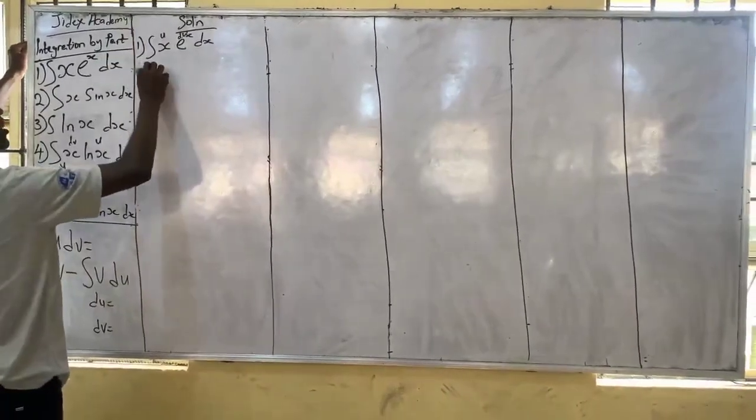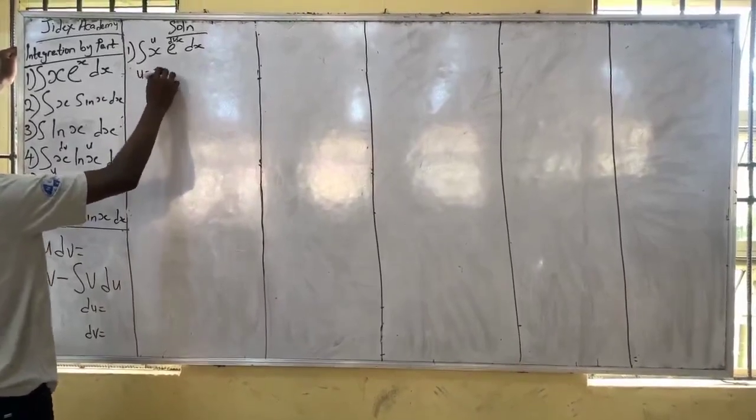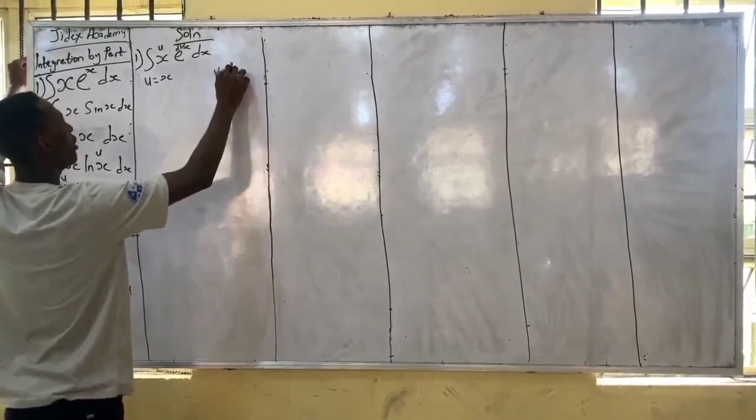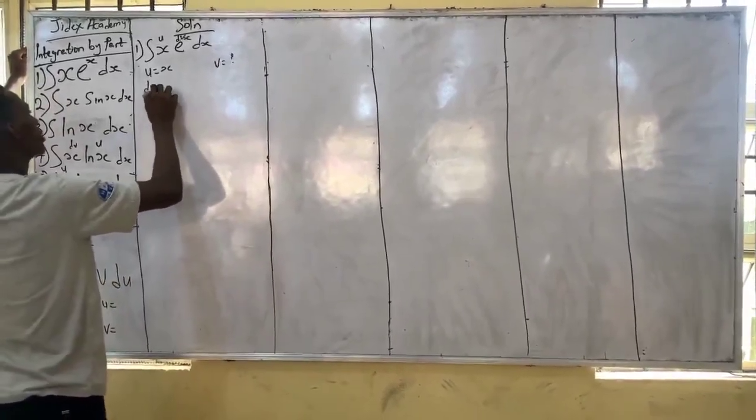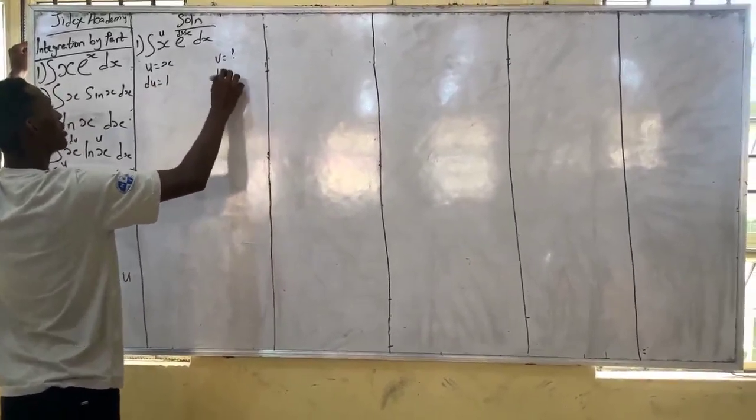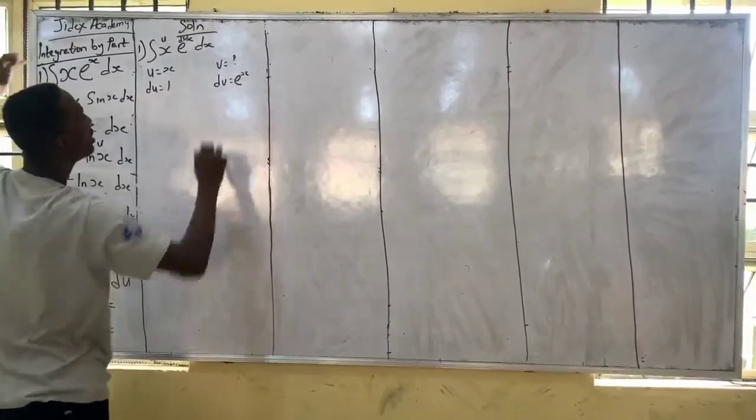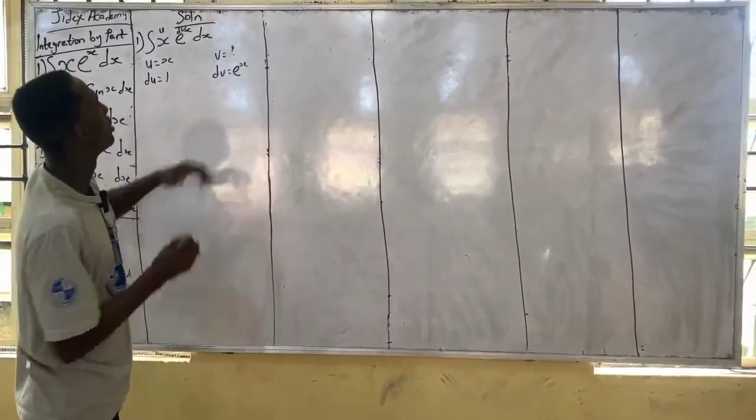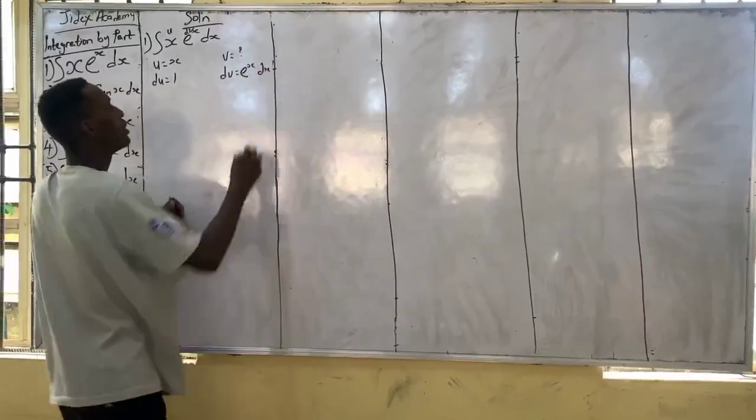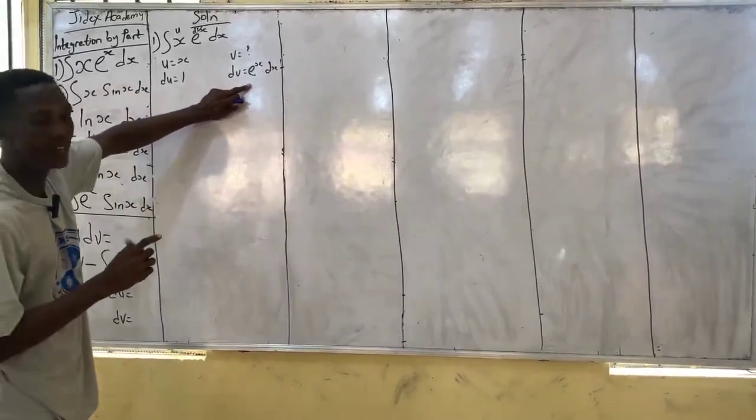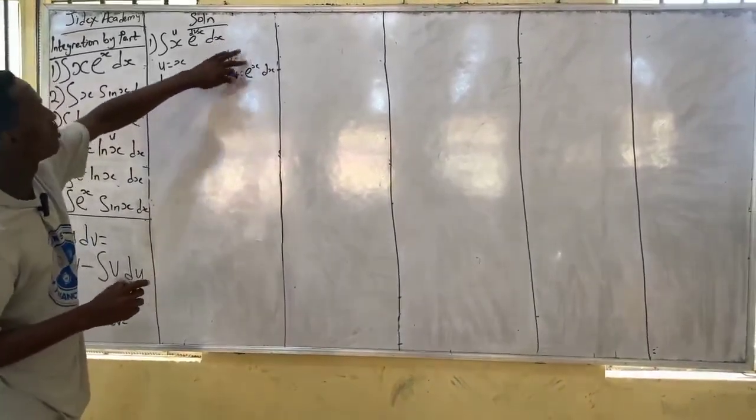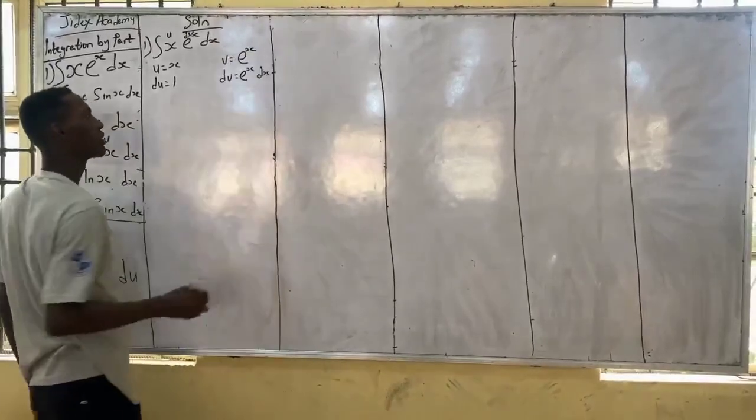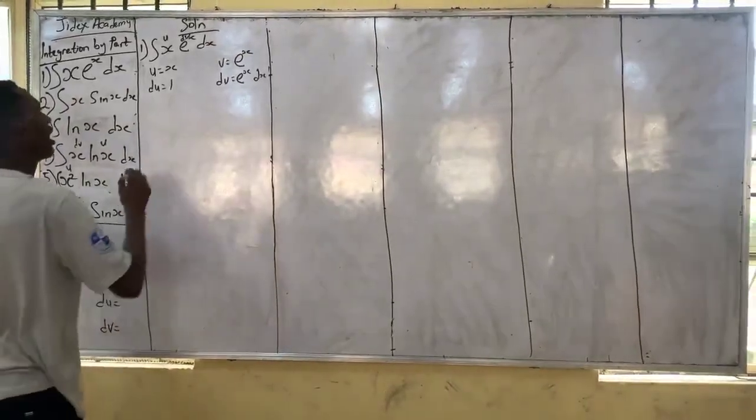So our u is equal to x. Let's put our v here. Our v is unknown. Our du is 1. Our dv is equal to e to the power of x. Now, for us to get our v, we need to find the antiderivative of this, and we already did that in our previous video. That will still give us e to the power of x. Now, let's start our application.